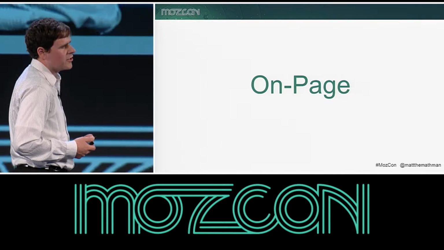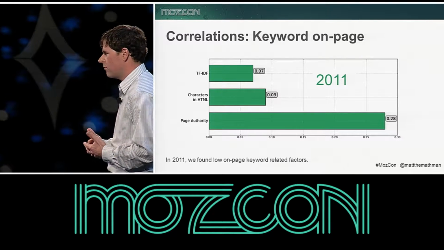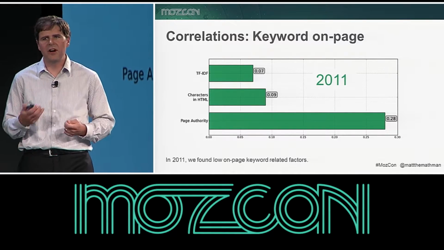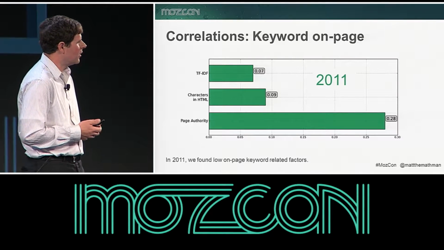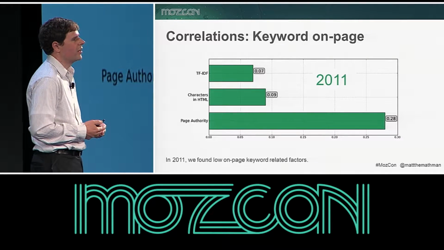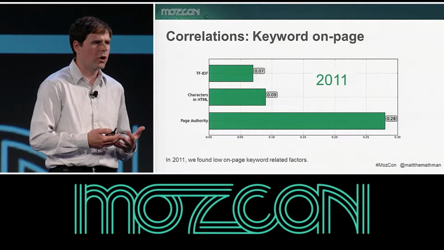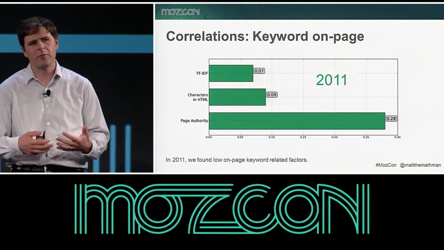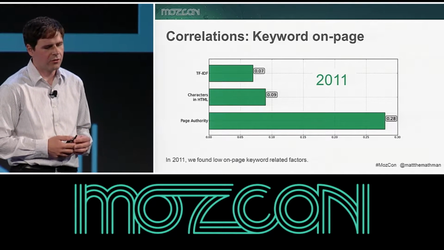Okay, on-page factors. Back in 2011, when we did the previous version of this study, we got correlations that look something like this, where the TF-IDF correlation was 0.07. And TF-IDF is essentially a more sophisticated way of measuring how many times the keyword appears on the page. It's essentially the number of times the keyword appears on the page with some correction for how many times that keyword appears in a large corpus of documents, a very large collection of documents. So that keywords that appear very frequently are devalued in the TF-IDF score.